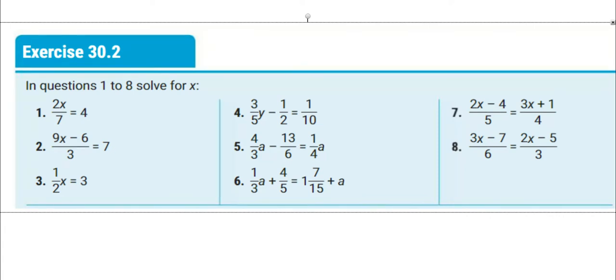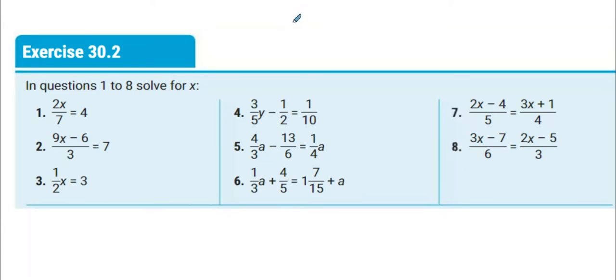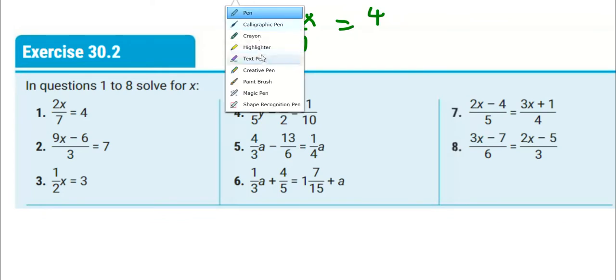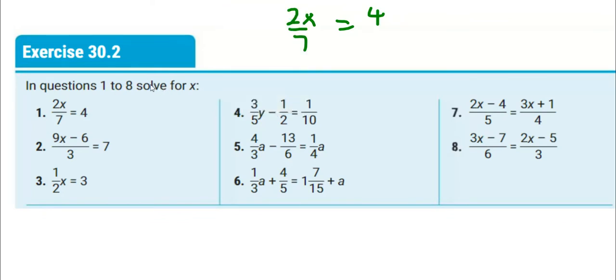Lads, a common thing to do with this is I have, for example, 2x over 7 equals 4. Now, here's the very important thing to remember here. The whole goal of the question is to solve it. What happens at the end of all solved questions? Every single solved question you'll ever do, what will happen? The x will be on its own at the end of the question. Everybody cool with that? Okay.